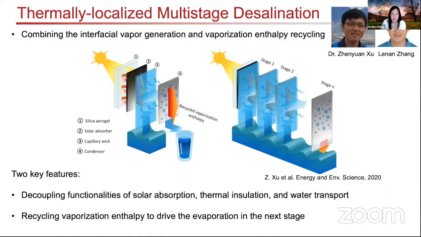The key novelties here are decoupling the functions of solar absorption, insulation, and water transport, so we have a single absorber that collects the sunlight, and the subsequent layers don't require the use of an expensive absorber. We can use pretty low-cost wicks that transport the water, evaporate it, and condense it to create clean drinking water. The second novelty is enhanced efficiency because of the use of multiple stages, by recycling the vaporization enthalpy.